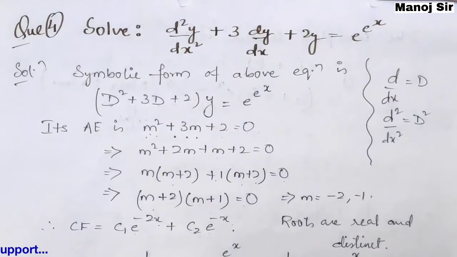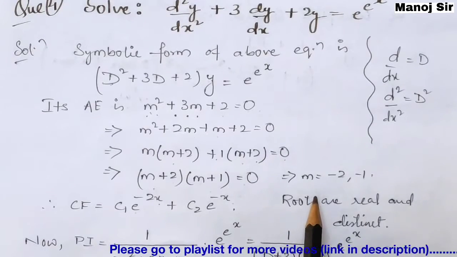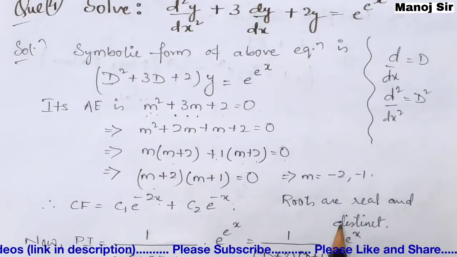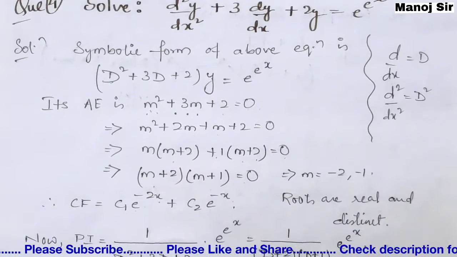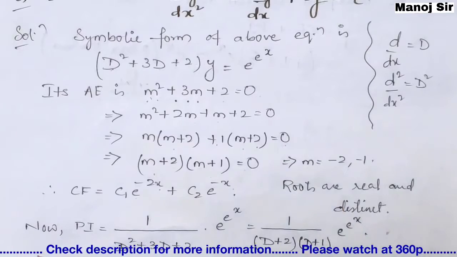So from these values of m, we can say that the roots are real and distinct. Or you can say we get real as well as different roots, because distinct means different. So let us see how to find CF when the roots are real and distinct.